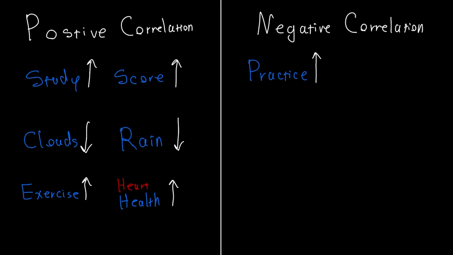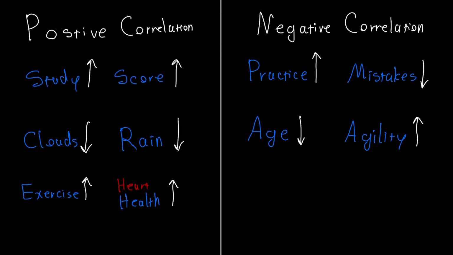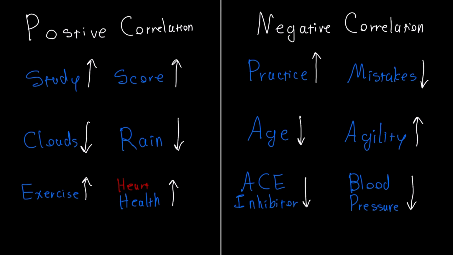For negative correlation, if you practice more, then you'll make fewer mistakes. So that's a negative correlation. Age doesn't really increase, but if someone's age is younger, then their agility is likely to be higher than if they were older. And then as ACE inhibitor increase, or well, actually that's incorrect. It should be increases right there. So my fault on that one.